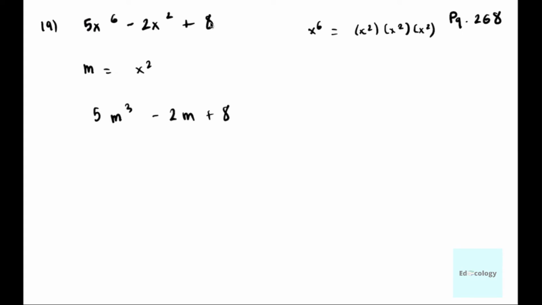Not quadratic form. This is not 2. In this case, you cannot replace anything other than x to the power of 2. Why? Because it's the lowest degree. So here, this polynomial, it's not possible to convert it into quadratic form. So not possible.